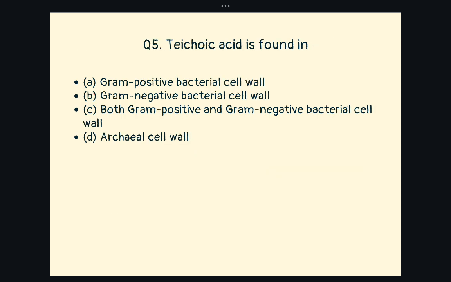Teichoic acid is found in. Teichoic acids are present in the cell wall of gram-positive bacteria. Gram-positive bacterial cell wall, the correct option is A. The functions of teichoic acid are that it provides rigidity to the cell wall and plays a role in cell shape and cell division. So the answer is teichoic acid is present in the gram-positive bacterial cell wall.